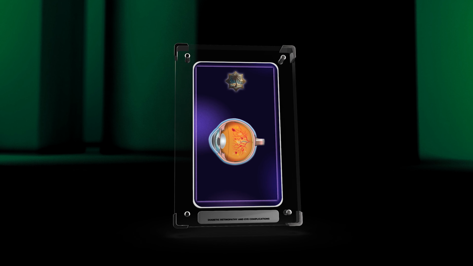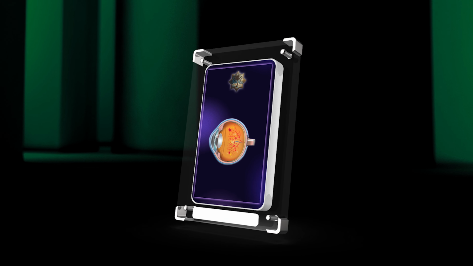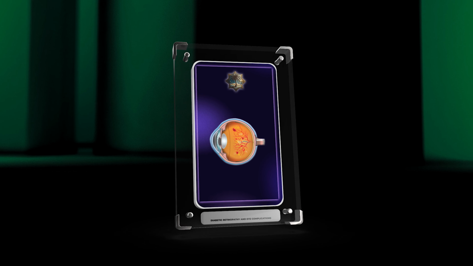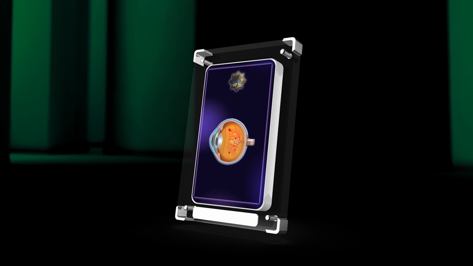As further research continues to unravel the intricate mechanisms of this condition, ongoing advancements in diagnostic imaging, neuroprotective interventions, and personalized medicine hold promise for improving patient outcomes in the future.